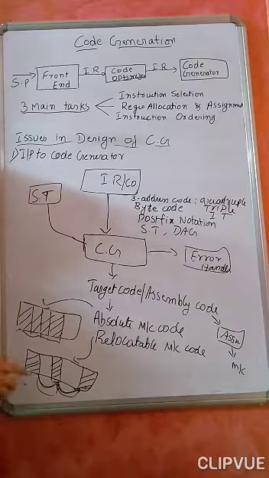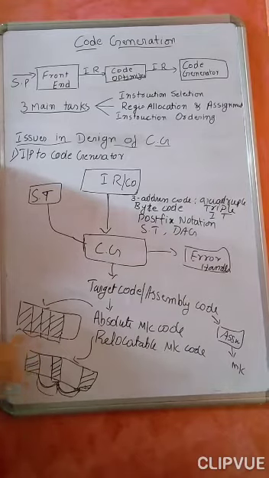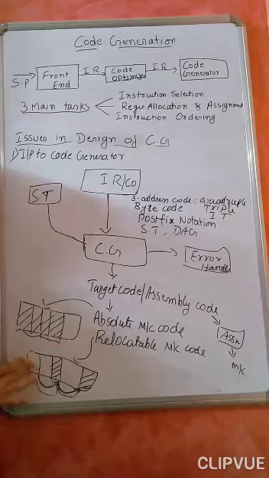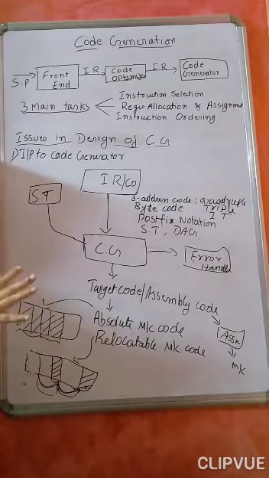But one advantage of a relocatable machine code is that if a sub problem finishes its execution, then I can use that particular memory for another purpose. The disadvantage of the absolute machine code is that unless the complete program is executed, I cannot reuse the memory location.